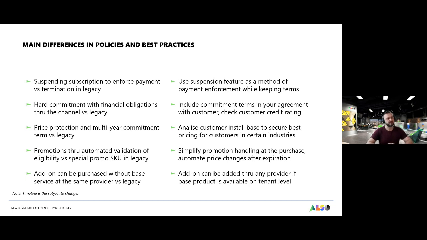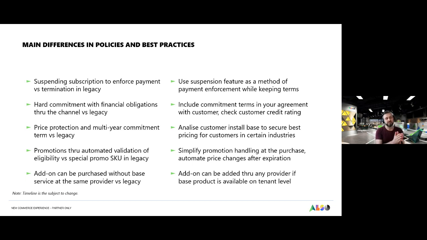The hard commitments, and this is very important. Hard commitment means financial obligations. Something that you didn't have in legacy. If the customer doesn't pay, you terminate and that's it. So the customer can't have it. In the hard commitment, you're obliged to pay to us and we're obliged to pay to Microsoft. That means that the customer is obliged to pay to you. And making sure that the customer is actually able to pay, or finding ways to really enforce that, is very important. I will show you some best practices in the next slides as well. But financial obligation, hard commitment, is something that hasn't been the case in legacy.